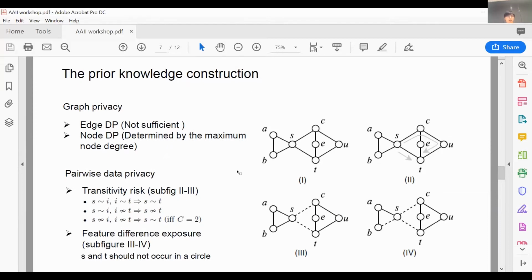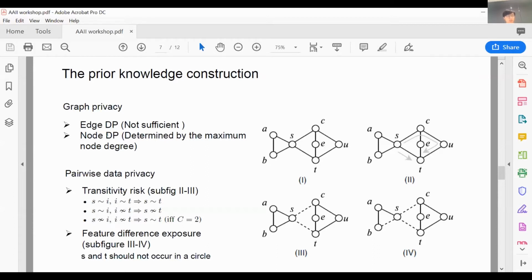From the last pipeline, we can see the privacy over pairwise data is closely related to graph data privacy. In graph data privacy, there are two main concepts. One is edge DP, which is just the naive removing of one edge of the graph data. Also, it's usually not sufficient because of transitivity.